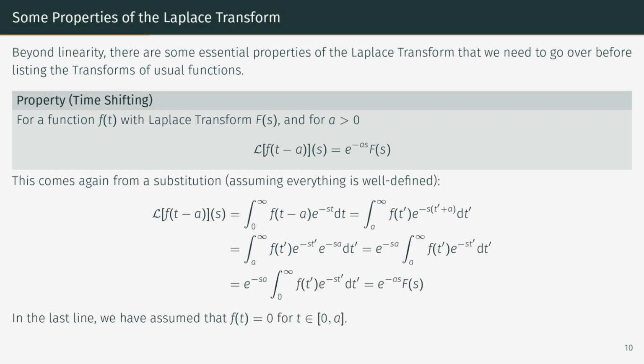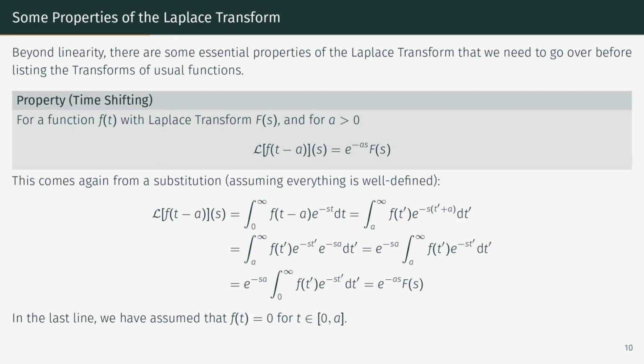Another property is time shifting. This states that for a function f of t with Laplace transform f of s, and for a constant a greater than 0, the Laplace transform of f of t minus a equals e to the negative a s f of s. Again, we can see that this comes from substitution when we assume that everything is well defined.